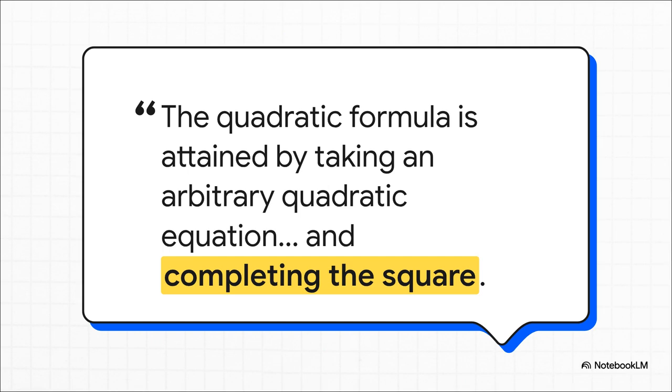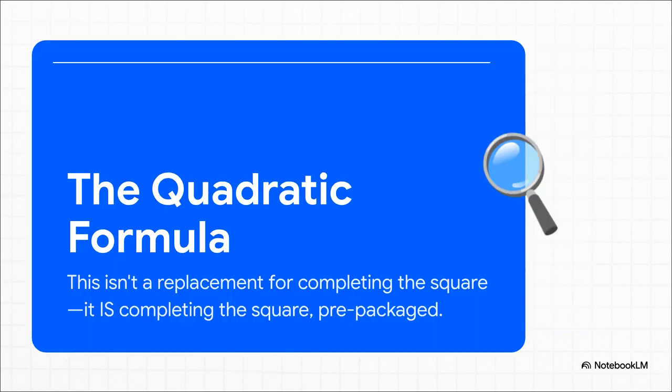This quote says it all. The quadratic formula is attained by taking an arbitrary quadratic equation and completing the square. It's not a different thing, it's not another option, it's the exact same process. That's right. The big, famous, all-powerful quadratic formula, it isn't some rule that was just discovered. It is what you get when you complete the square on the general form of the equation. It's the prepackaged result solved for x that works for every single quadratic you can imagine. It's not a replacement for completing the square, it is completing the square.